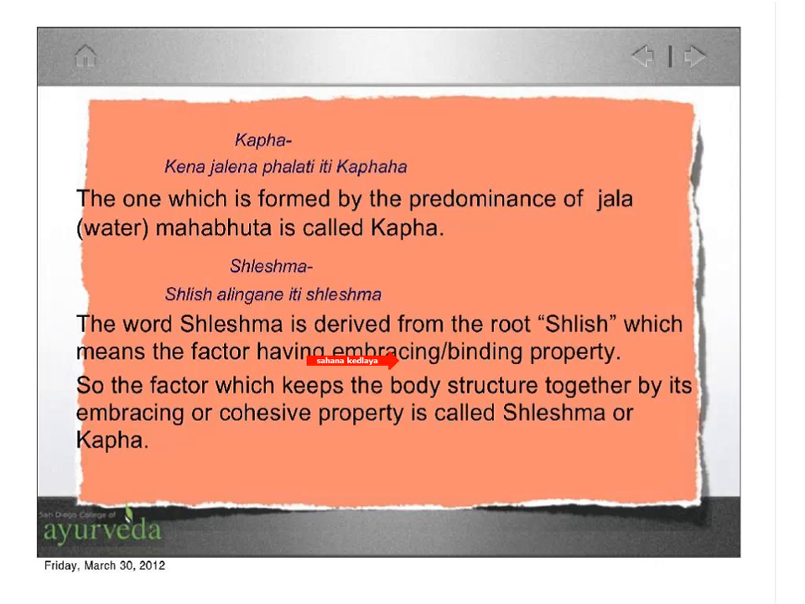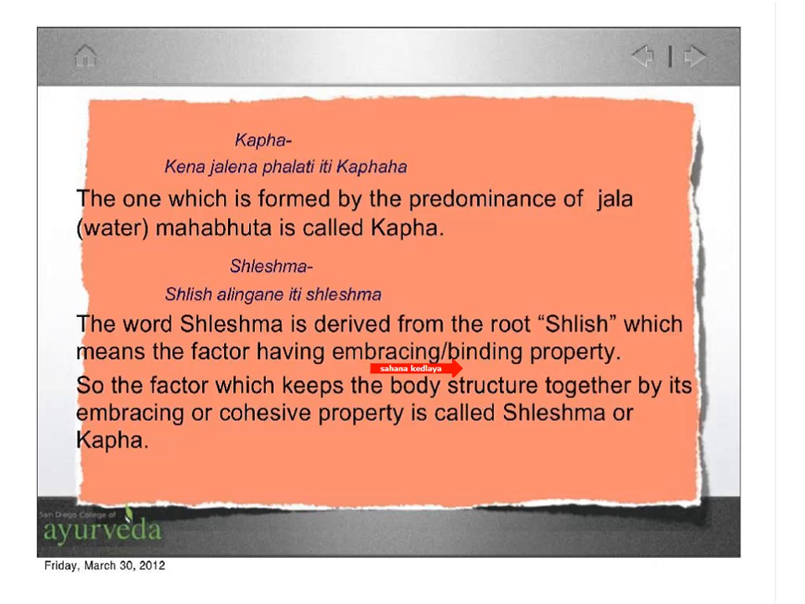With the help of this second definition, we can justify the first definition. How? It says that the cardinal feature of Kapha is a binding property. Out of these two Mahabhutas, the Jala Mahabhuta and the Prithvi, the earth element, the Jala Mahabhuta is more concerned with the binding property.